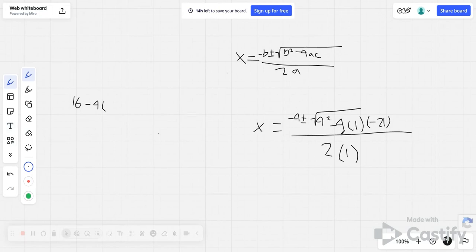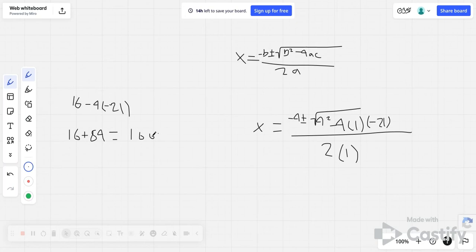We know 4 times 1 is just 4. So we're going to keep our negative 4 there and times negative 21. So now we have 16, and negative 4 times negative 21 is going to be positive 84. So now we know this is just going to be 100.